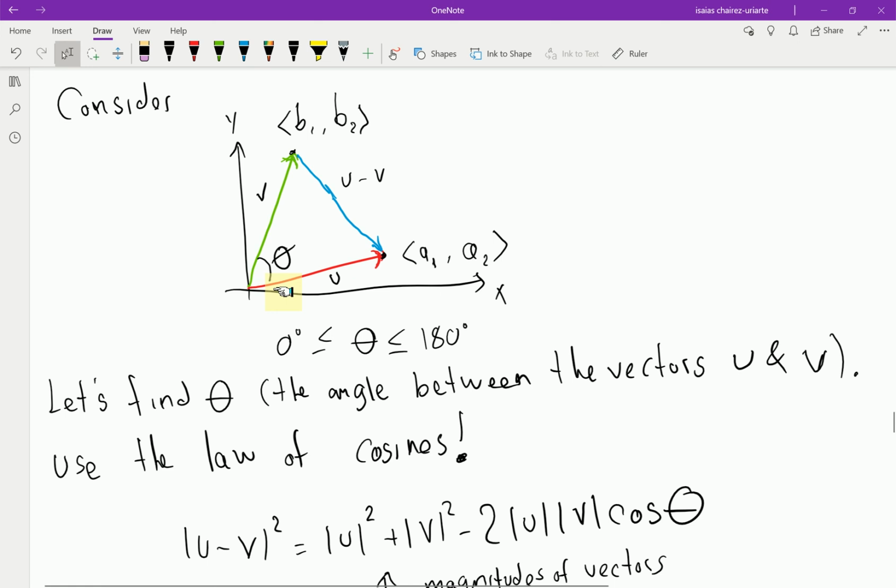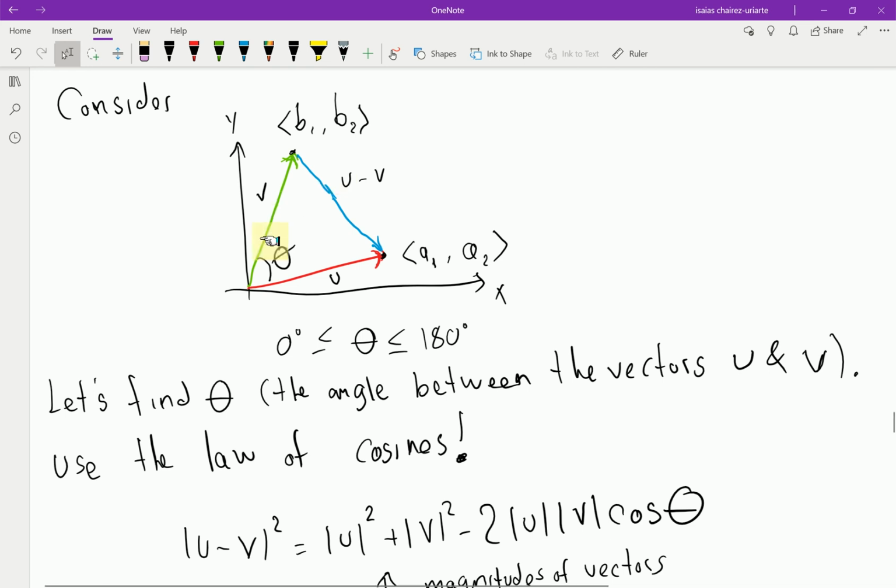So how would you do this? How would you find this angle? What tools do we have at our disposal? If this was a right triangle, maybe we could use some trigonometry. But this is not a right triangle. So what tools do we have for non-right triangles? The two tools that come to mind are the law of sines and the law of cosines.